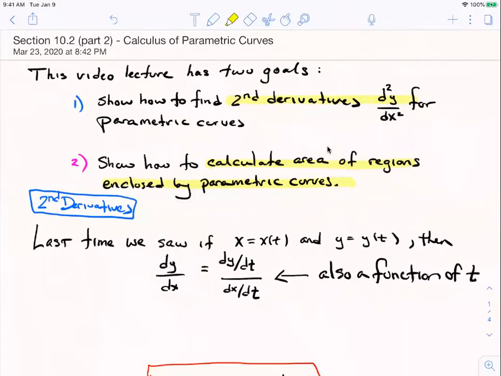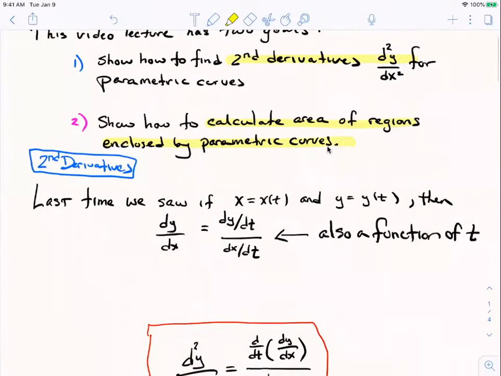Second derivatives. Okay, well, what did we see last time? Last time we saw that if you're given two parametric equations, x of t and y of t, then to compute the derivative at any point on the curve, dy/dx, to find the tangent slope, you take the ratio of dy/dt to dx/dt. So again, it's a nice formula to remember. It says that the slope is the change in y over the change in x. It's just that here, change in means derivative. All right. So now I want to find second derivatives.